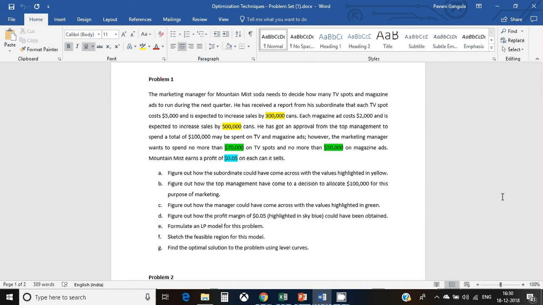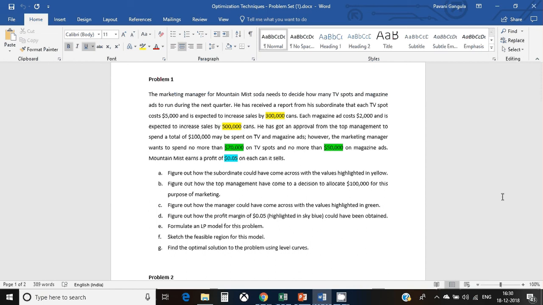Each TV spot costs $5,000 and each magazine ad costs $2,000. Also, the marketing manager does not want to spend more than $70,000 on TV spots and no more than $50,000 on magazine ads. The marketing manager had also got an approval from the top management that he cannot spend more than $1 lakh for the complete marketing campaign.